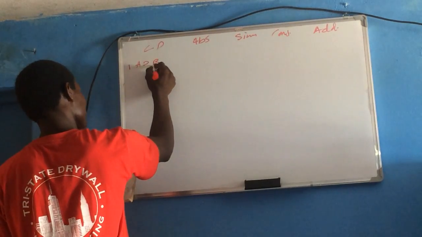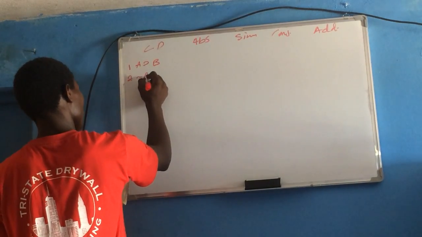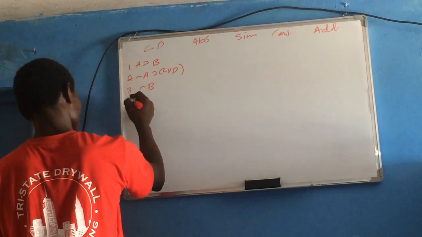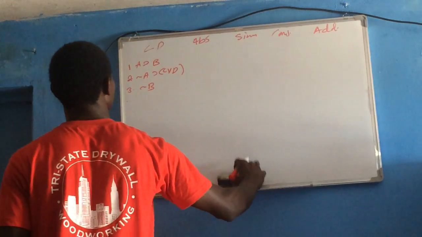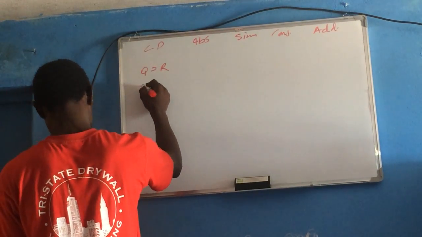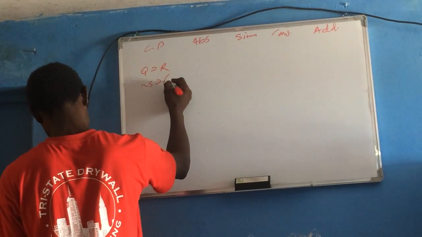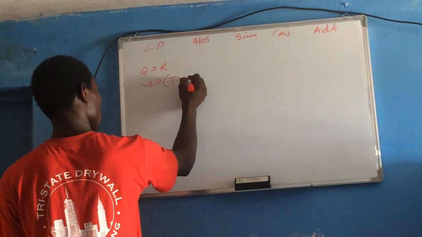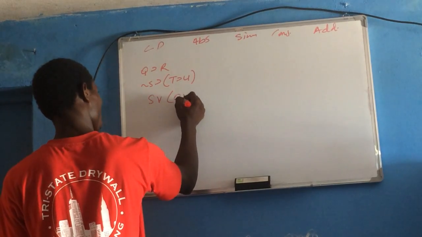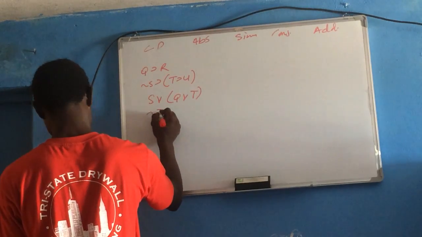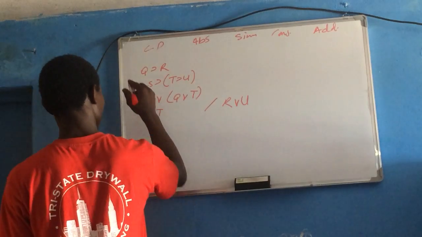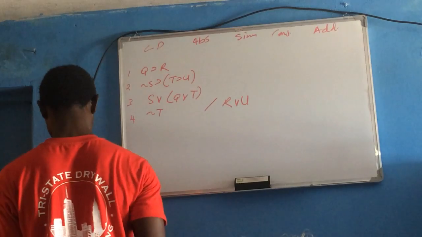Let's look at this. Premise 1: A implies B. Premise 2: Not A implies C or D. Premise 3: Not B. Let's say Q implies R. Not S implies T or U. S or Q or T. Not T. Therefore, R or U.